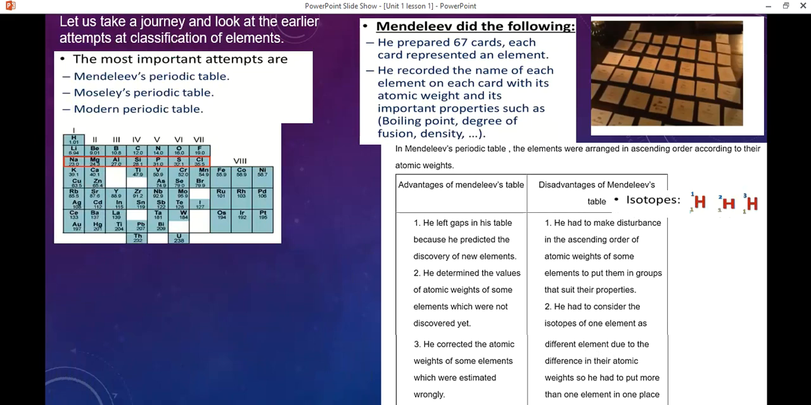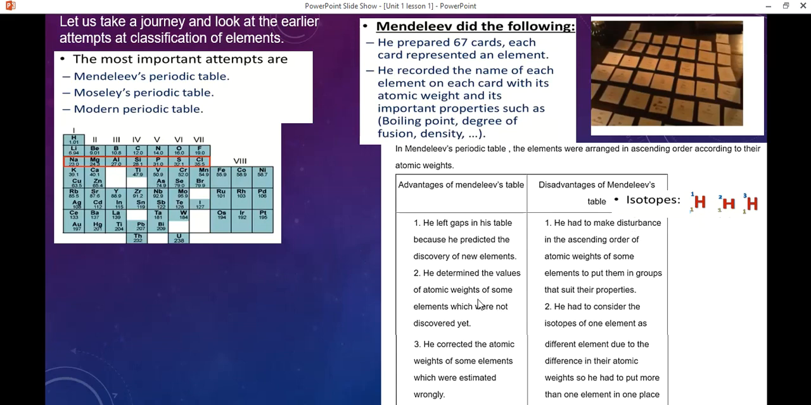Example for hydrogen. He thought that hydrogen is three different elements. But in fact, hydrogen is the same element with different atomic weight and the same number of protons or number of electrons. We will know it later.